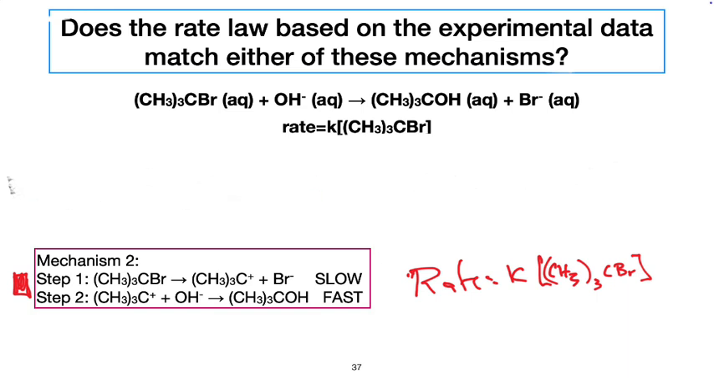Okay? And it can be hard. There's lots of information out there, so I don't care about mechanism 1 right now. I see rate and I see rate. I see equals and equals. I see K and K. I see concentration (CH3)3CBr. (CH3)3CBr. Do they match? Yes. So the rate law for the overall reaction matches mechanism 2.